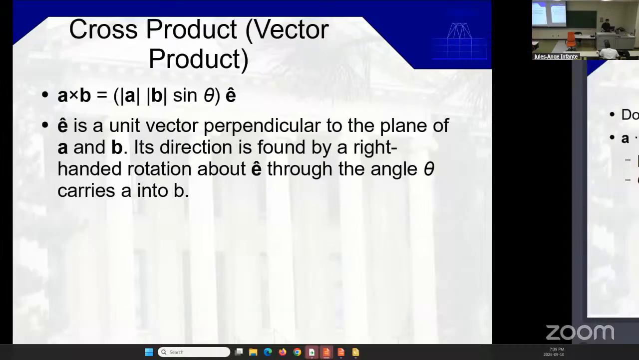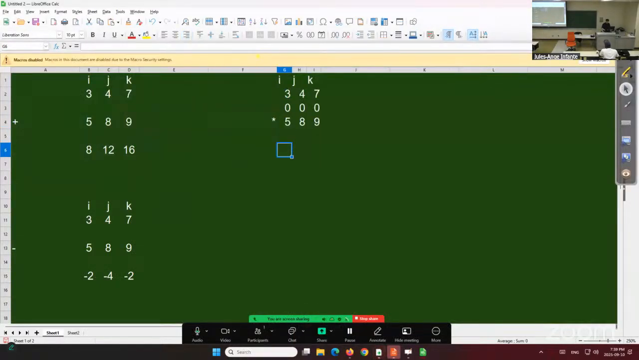And the dot product is super easy, as you said. The dot product is this times that plus this and that plus. I will show you 2 ways of doing it on a spreadsheet. You do exactly the same thing.